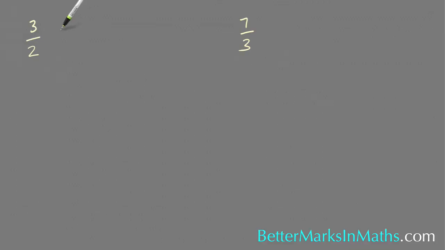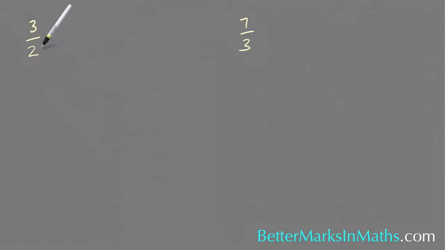Welcome to this lesson on how to change improper fractions like these to mixed numbers. And the first one, 3 over 2 or 3 halves. A way of doing this, changing this to a mixed number, is to draw a diagram. And that's the first way I'm going to show you.